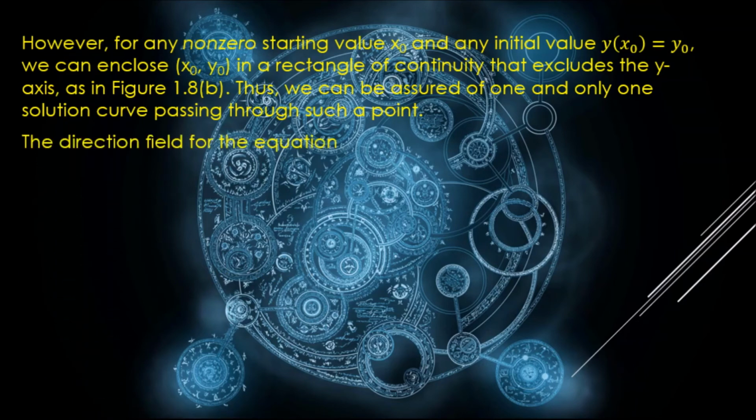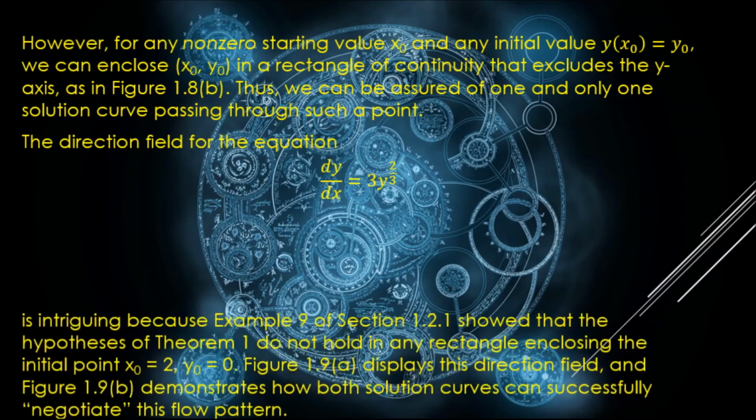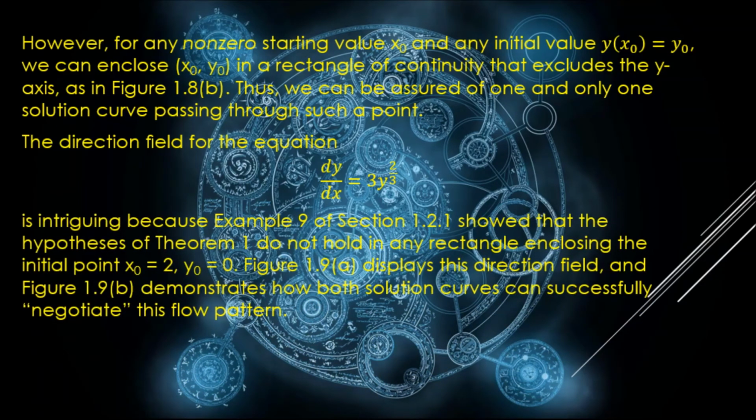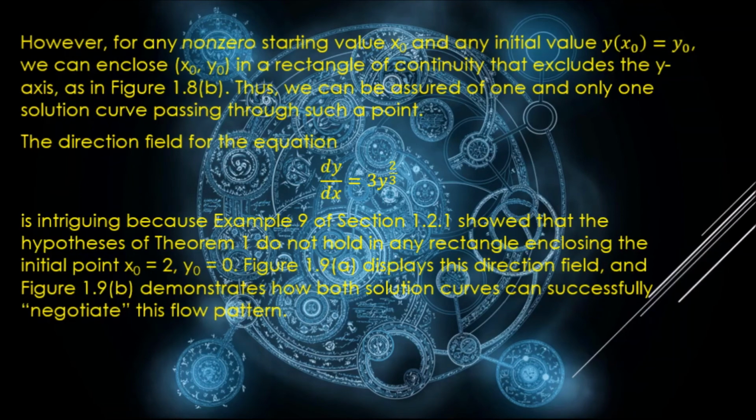The direction field for the equation dy/dx = 3y^(2/3) is intriguing because example 9 of section 1.2.1 showed that the hypotheses of theorem 1 do not hold in any rectangle enclosing the initial point x₀ = 2 and y₀ = 0. Figure 1.9a displays this direction field and figure 1.9b demonstrates how both solution curves can successfully negotiate this flow pattern.